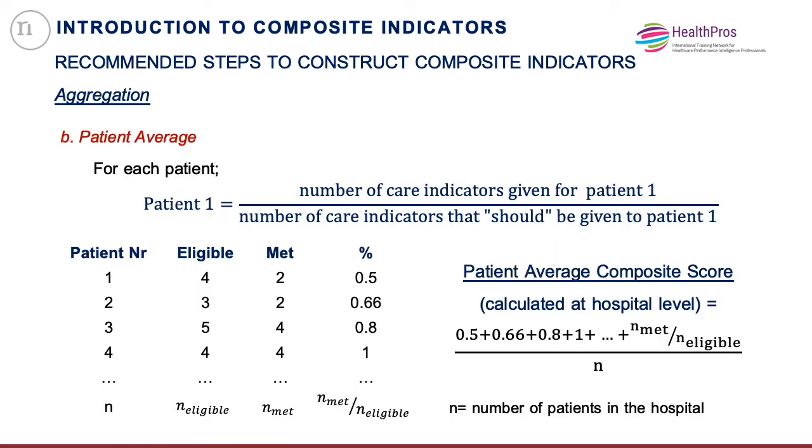Patient average is quite similar, but in this approach, we calculate the composite score for each patient by dividing the number of care indicators that have been given to that patient by the number of care indicators that should be given. These indicators are at patient level and they can be averaged to get hospital level composite scores. And here is a little example regarding the patient average approach.